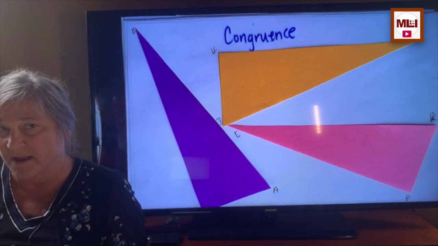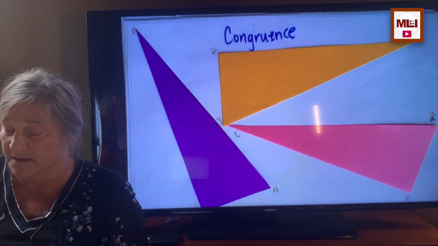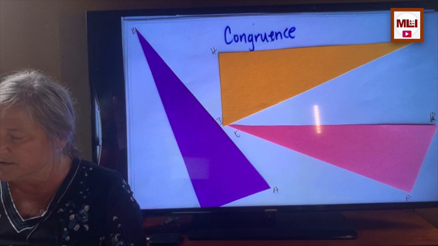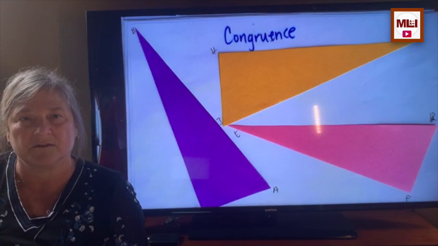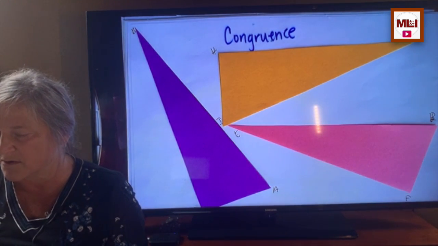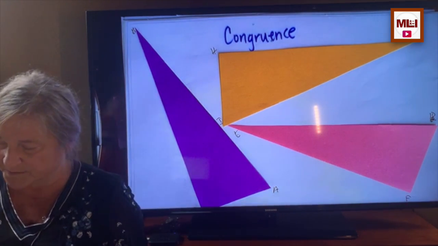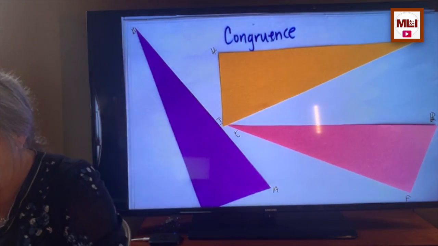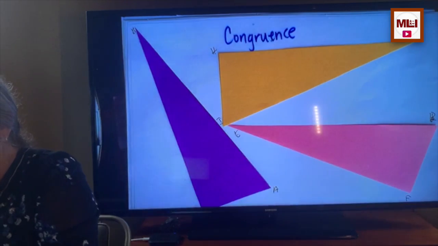Now, the cool thing about triangles is that we already know these are congruent, right? But what we can do is match up different angles on these 3 different triangles. I'm going to go with my right angle first because that's one that I can check super quick. So let me tape these down so they don't move.